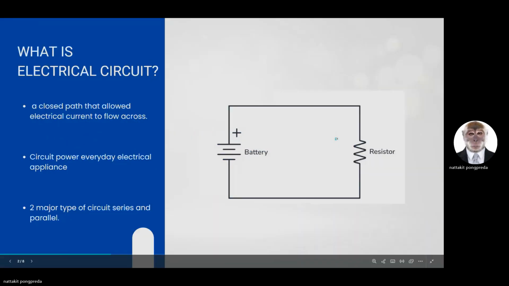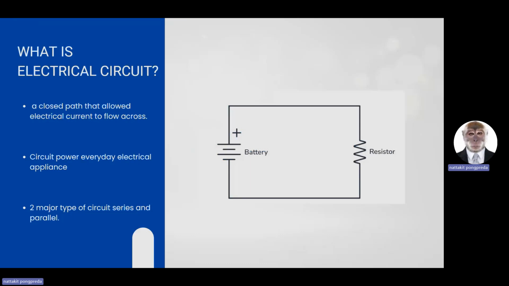First, what is an electrical circuit? An electrical circuit is a closed path that allows electrical current to flow across. So basically, a wire, which is a line, is connected in the circuit. Circuits power everyday electrical appliances in our household. And there are two major types of circuit, which are series circuits and parallel circuits.